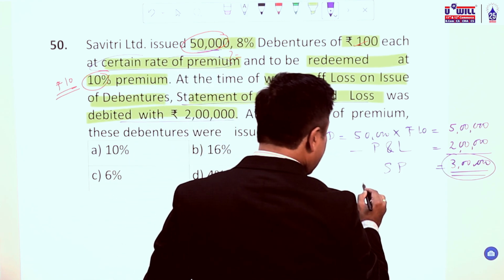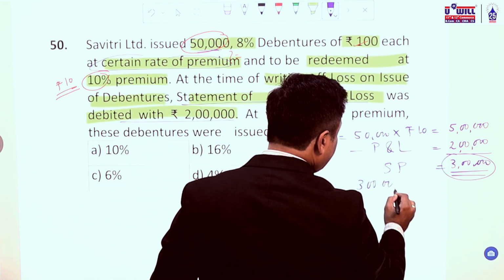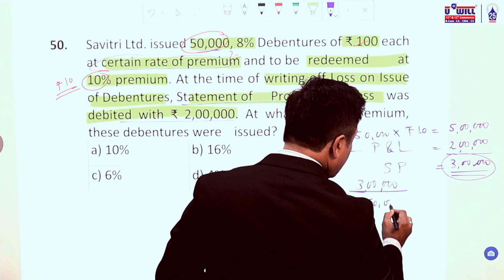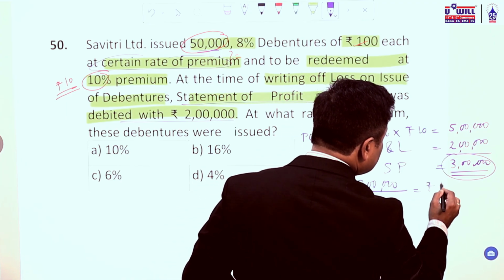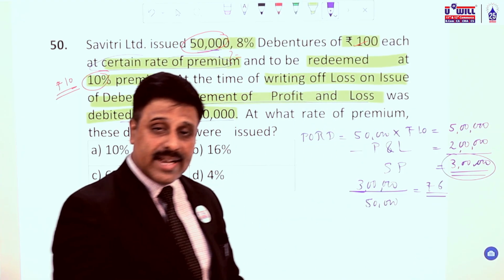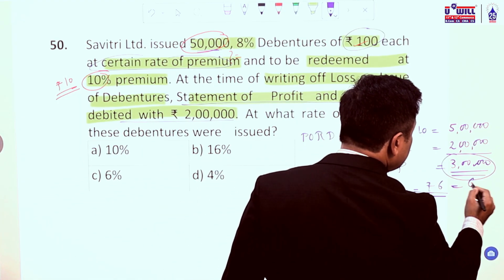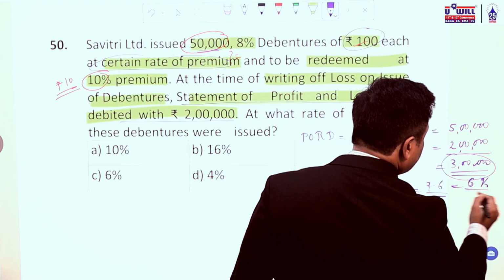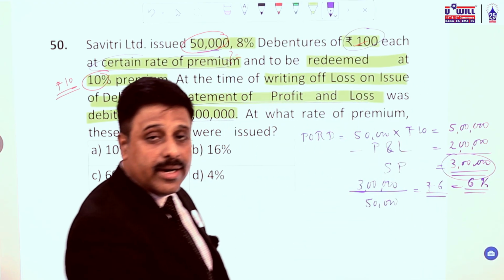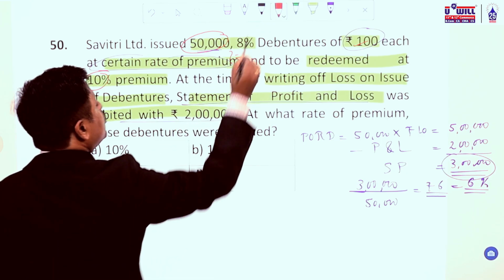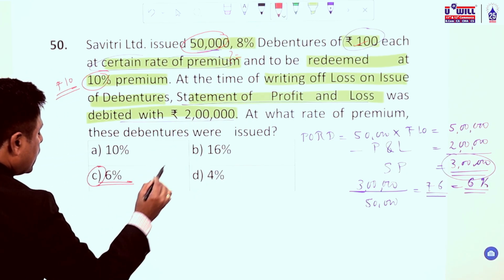So if 3 lakhs of premium is collected by issuing 50,000 debentures, per debenture premium would have been 6 rupees, 3 lakhs divided by 50,000. Since face value is 100, it would be 6%. 6 divided by 100 into 100, rupees also 6, percent also 6. So option C would be your correct answer.